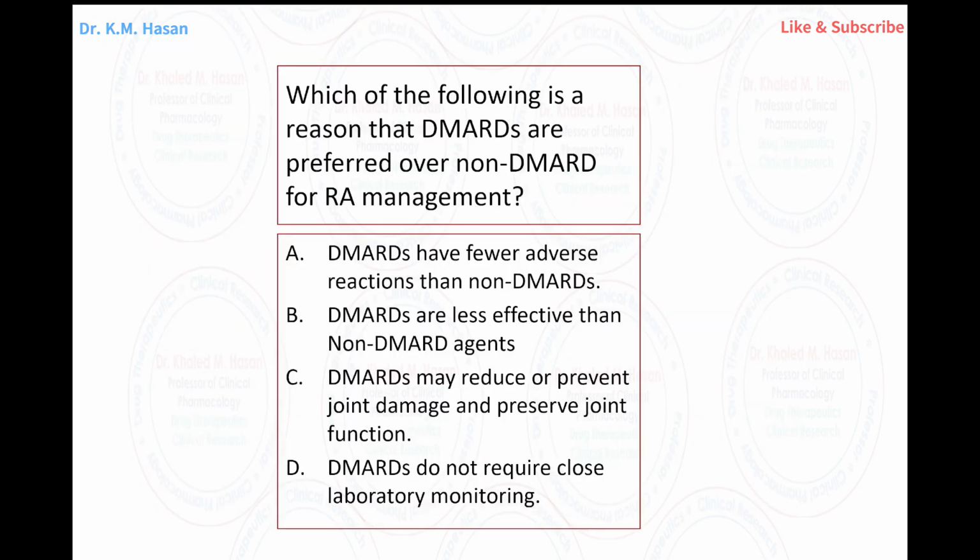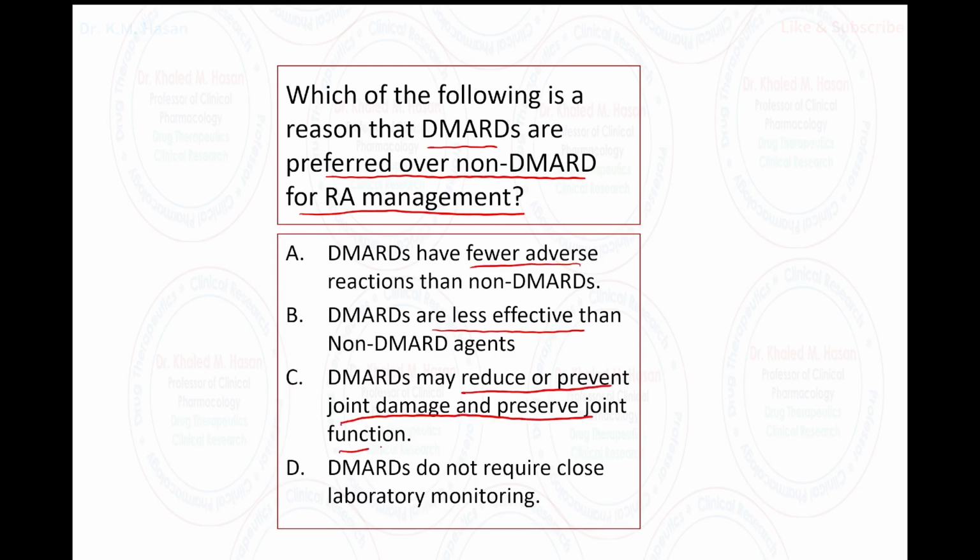Okay, which of the following is the reason that DMARD are preferred over non-DMARD for the management of rheumatoid arthritis? DMARD have fewer adverse effects compared with non-DMARD. DMARD are less effective than non-DMARD. DMARD may reduce or prevent joint damage and preserve joint function. DMARD do not require laboratory monitoring. So which one applies? Let me know your answer in the comment box.